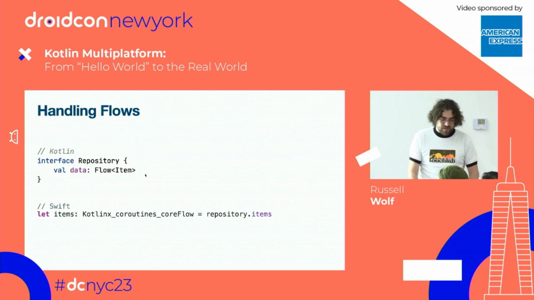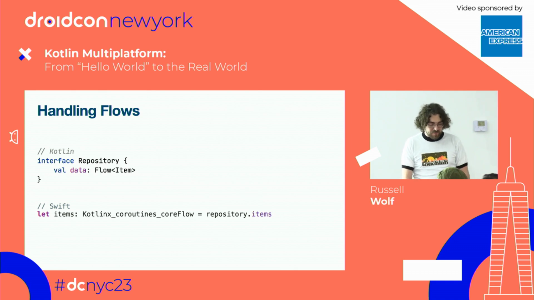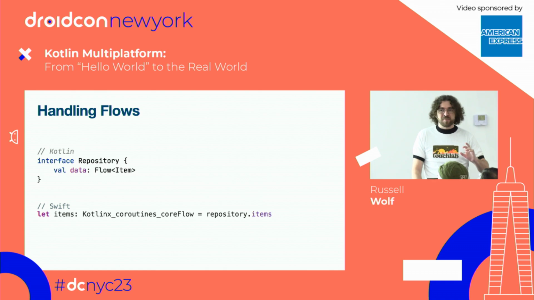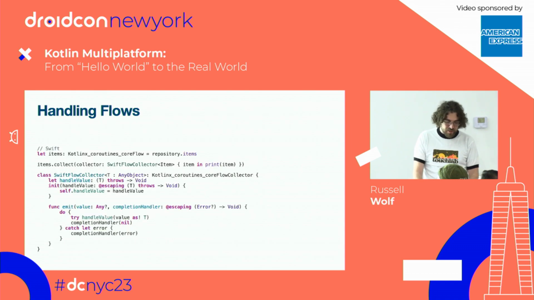you get, this is what it looks like coming from Swift. So you got this weird, ugly flow type, and it's hard to actually use it. It is actually possible to consume this. You have to basically write a collector class that implements the Kotlin flow collector interface. It's this big pile of code that you don't actually want to write.